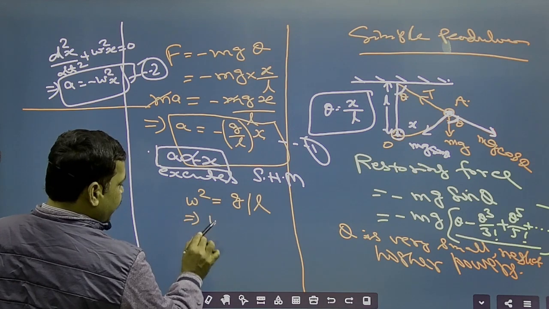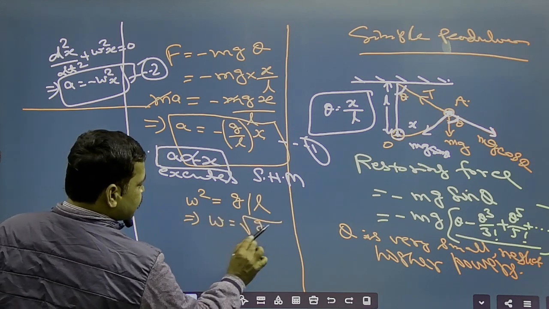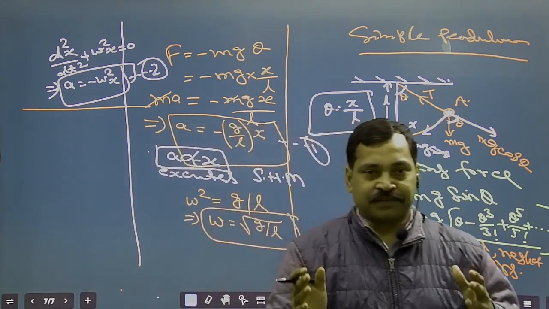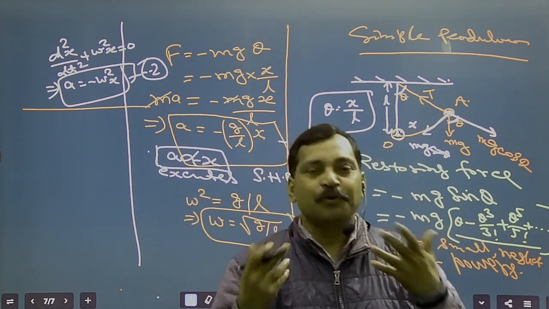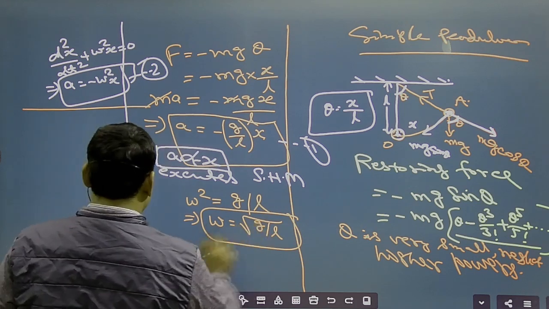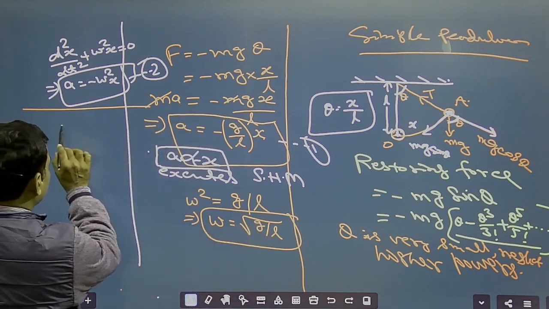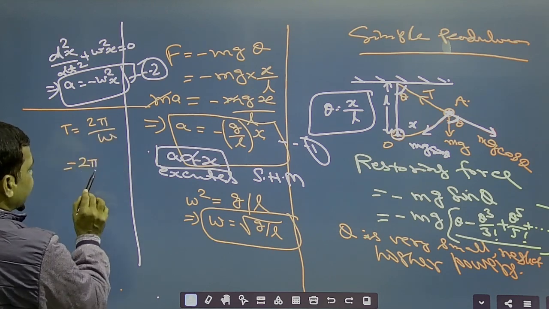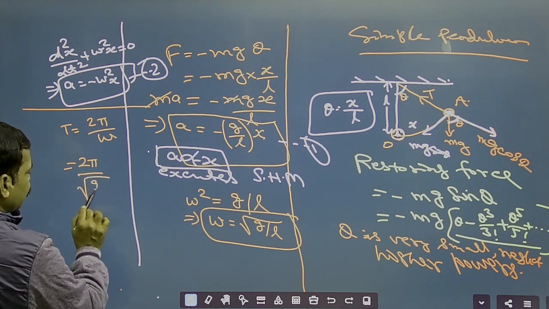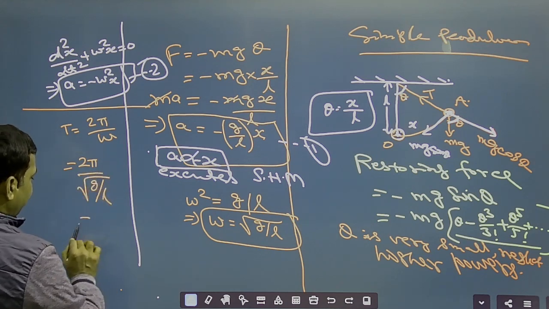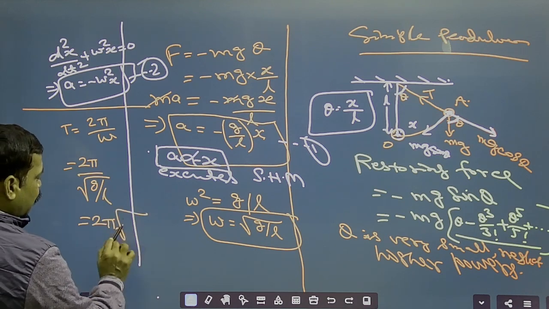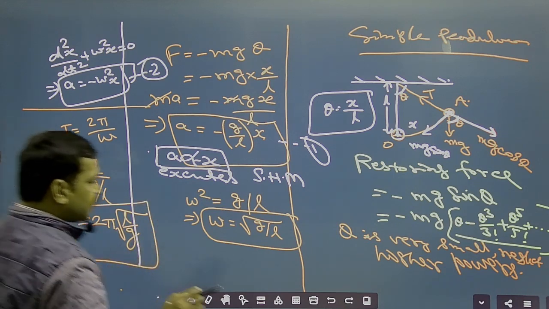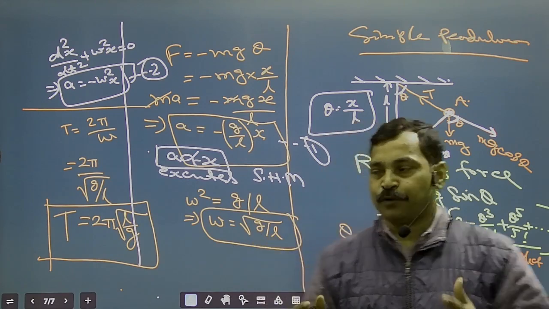So what will be omega? Omega is equal to square root of g by L. Now what is the time period? The time period is 2 pi by omega. Here we can put the value: the time period T will be equal to 2 pi by omega, and for omega we write square root of g by L. So this comes as 2 pi square root of L upon g. This is the expression for the time period of a simple pendulum.